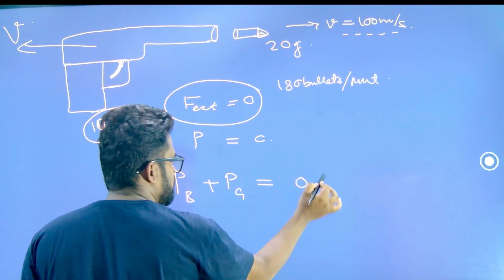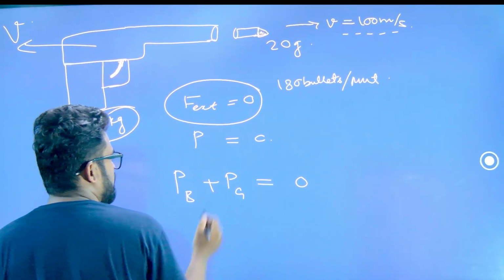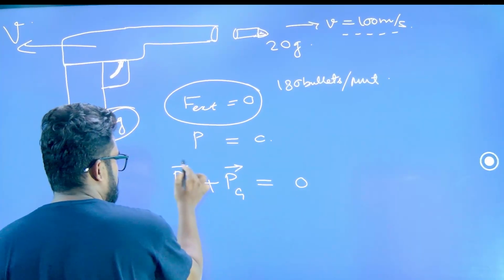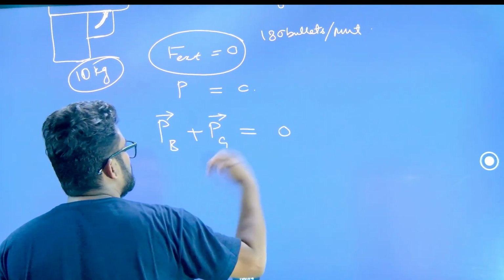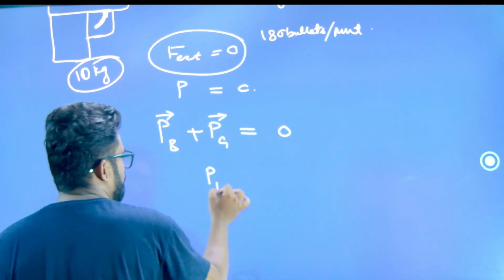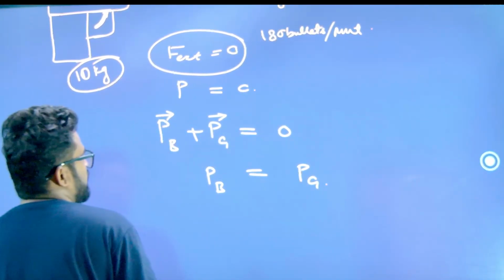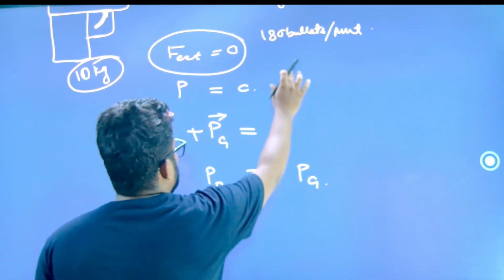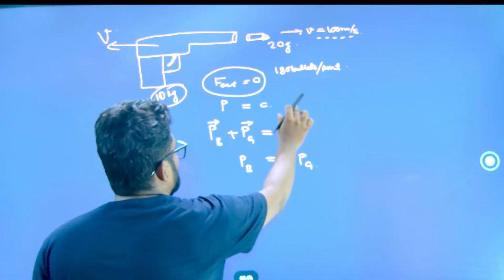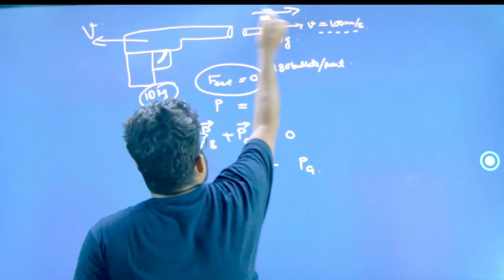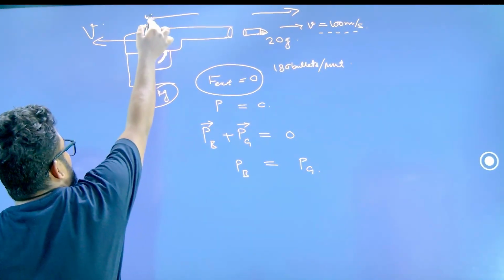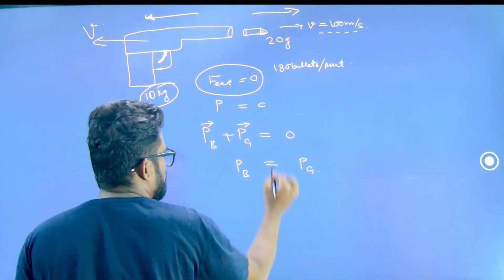Got it? Okay, so it means that the momentum of this bullet plus the momentum of the gun should be equal to how much? 0. After firing, this is happening in vector addition. So the momentum of the bullet on one side should be equal to the momentum of the gun on the other side in the opposite direction. Direction we can easily assume: one is going forward, it is positive, one is going backward, it would be negative. But we are just going to equate the magnitude of the momentum.